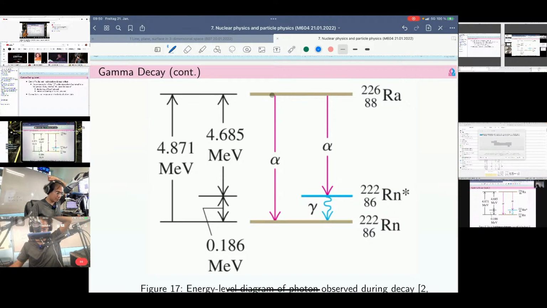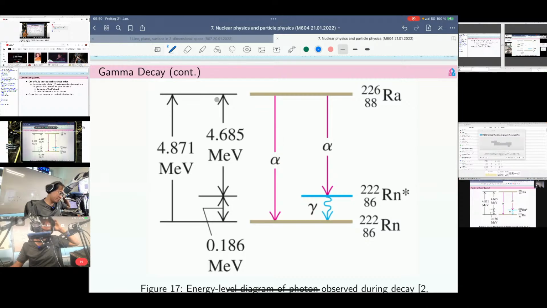If the radon stays in the ground state, they release the alpha particle with this energy difference. But if they release the energy for the alpha particle at only this amount, the nucleus of the radon still stays in the excited state with star. And the radon in the excited state will further emit energy in terms of gamma emission, gamma particle. You can say that, but it's not an actual particle.